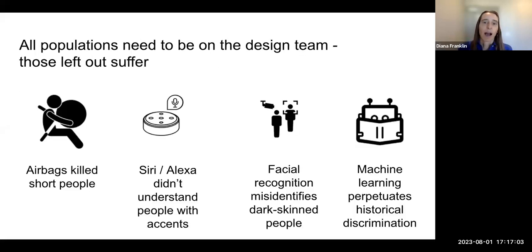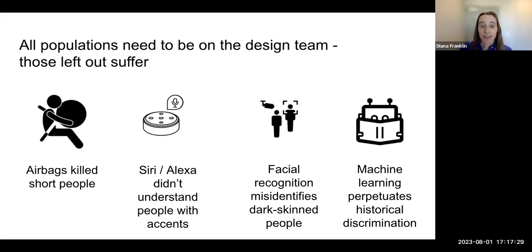Another reason is because it is often the case that certain populations get left out of the design team, and we want to make sure that representatives of all societies are in the design team, because we've seen what happens when they're not. So when airbags were first installed in cars, short people got killed.